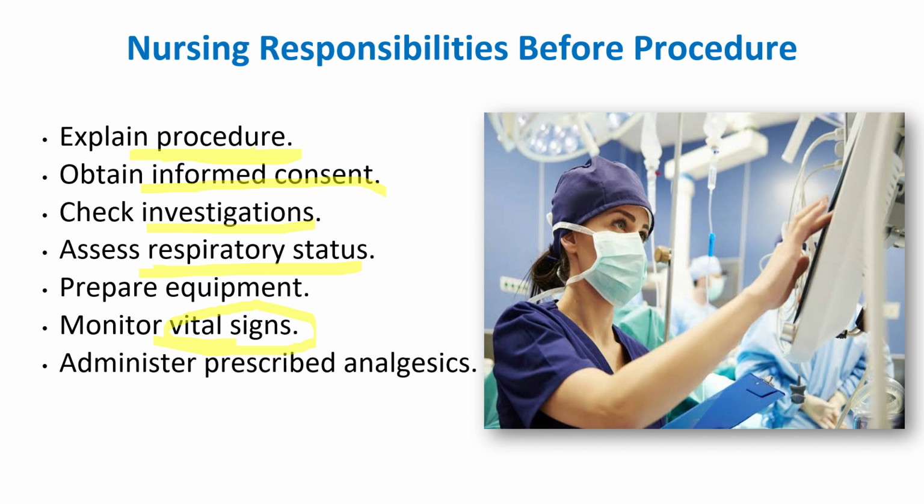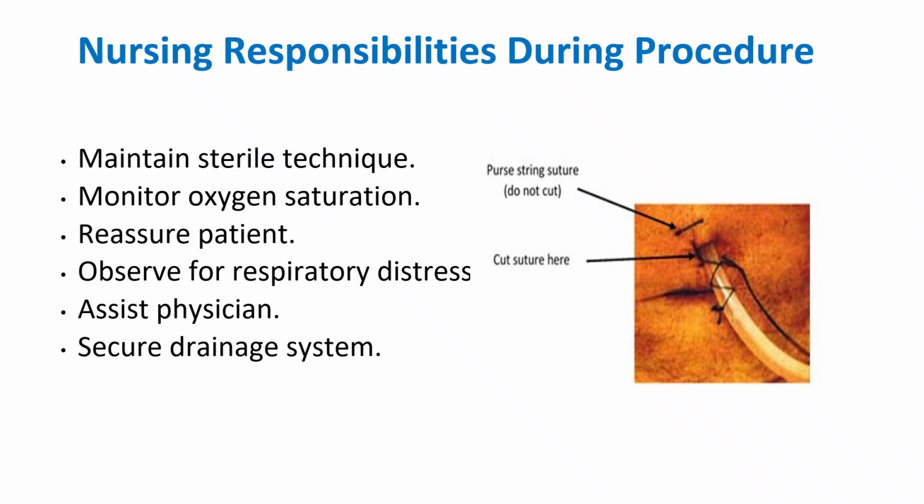We tend to check all 5 parameters present in the vital signs. We'll check the BP alone and come back. That should not be done. You have to check all the parameters of the vital signs, especially the respiratory rate, and administer prescribed analgesics as per order. These are all the responsibilities you have to follow before the ICD insertion. Next is the nurse's responsibility during the procedure.